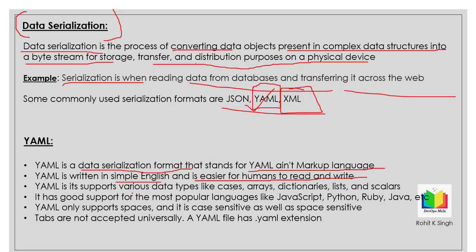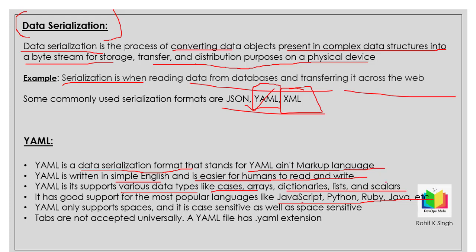Okay, YAML supports various data types. You can have cases, arrays, dictionary, list, and scalars. So we have seen dictionary and list in JSON. All this is supported by YAML. It also has good support for most popular languages like JavaScript, Python, Ruby, etc. So if you want to integrate your YAML with all these popular languages, you can easily do it.